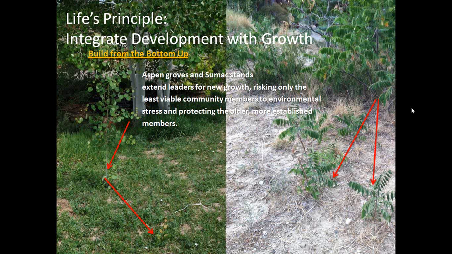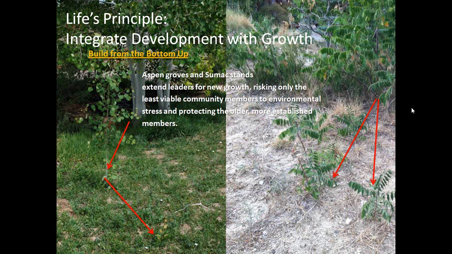But we went through our life's principles and we started looking at our eyesight observations, and we noted that both aspen groves and sumac stands extend leaders out for new growth, year by year. If you look at the aspen stand on the left, you'll see last year's reaching out. There's that first little aspen tree a couple of feet tall, and then this year it sent out another leader, successfully testing that this area was a good area to advance.